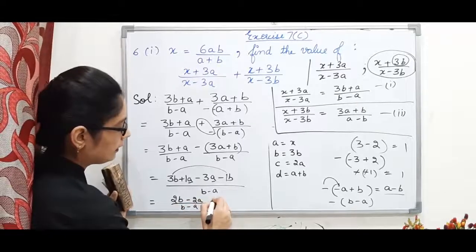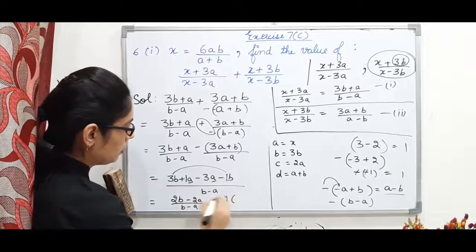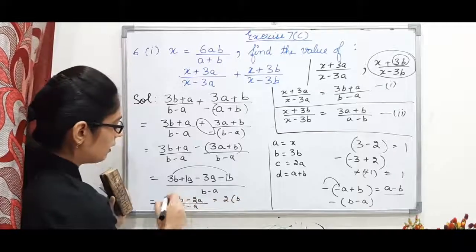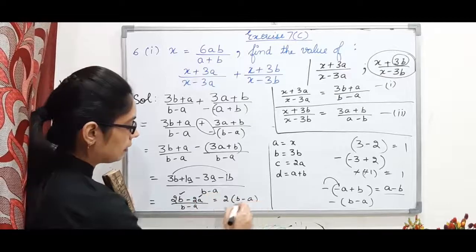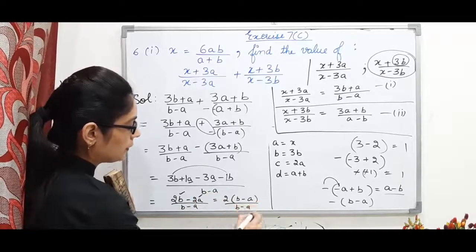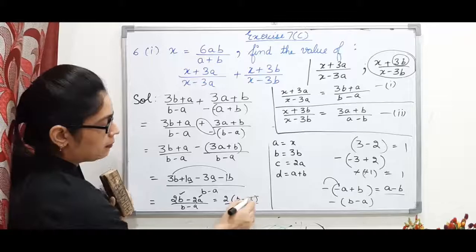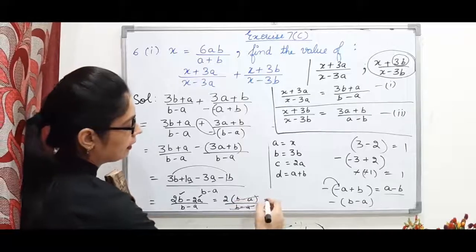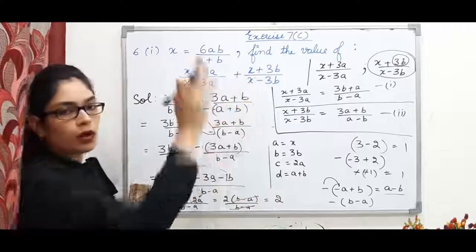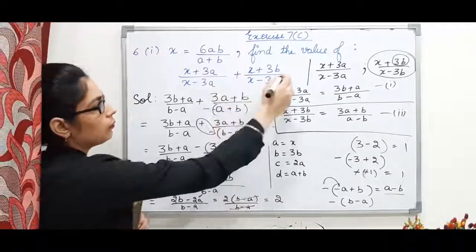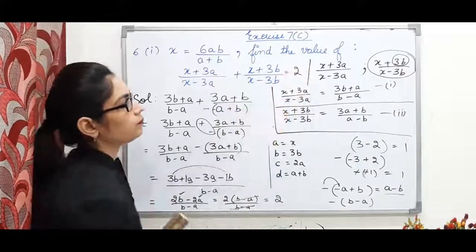Now 2 I can take out common. So if 2 I have taken out, then I am left with only b and a: (b minus a) upon (b minus a). Now b minus a and b minus a will get cancelled, and I will get its answer equal to 2. So this expression on solving I am getting equal to 2.